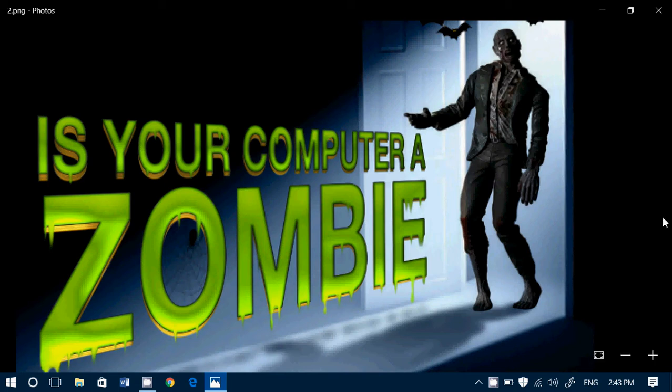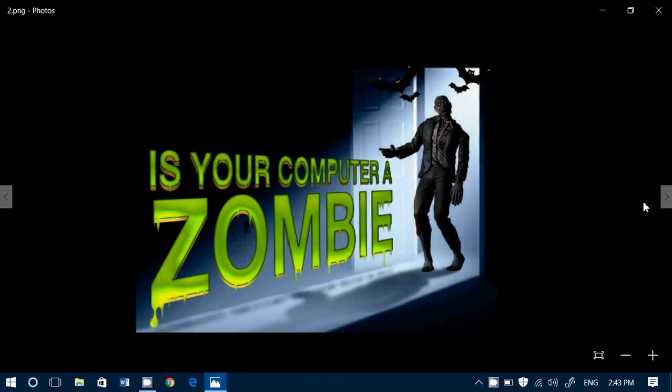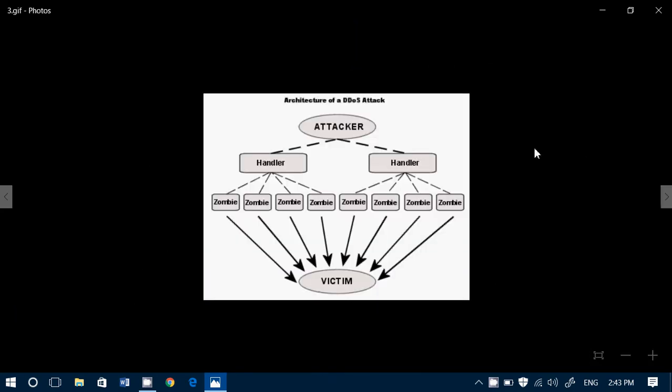So basically, what happens with a zombie network is this. The attacker will send the request to the handler that will send the request to the zombie network. And the zombie network is, of course, millions of computers. So basically, what happens is that these millions of computers attack specific websites.